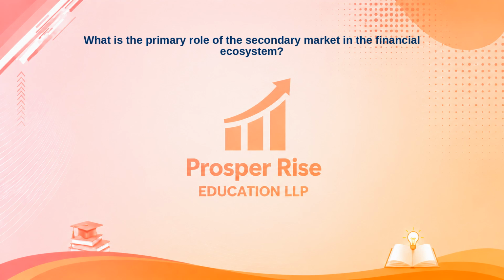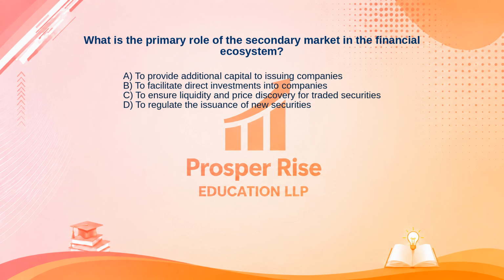What is the primary role of the secondary market in the financial ecosystem? Here are your options. A. To provide additional capital to issuing companies. B. To facilitate direct investments into companies. C. To ensure liquidity and price discovery for traded securities. Or D. To regulate the issuance of new securities.